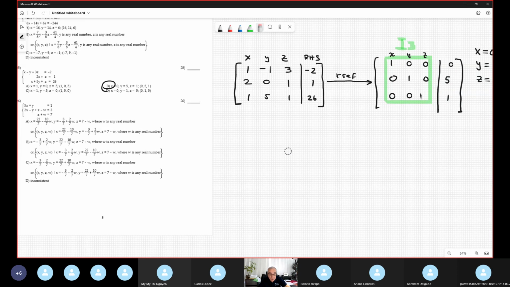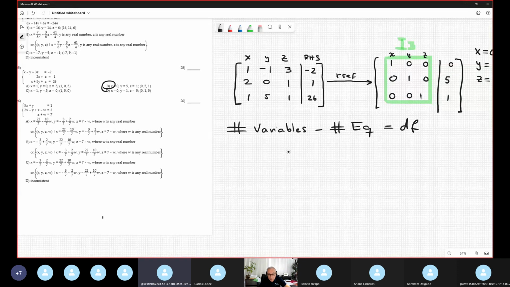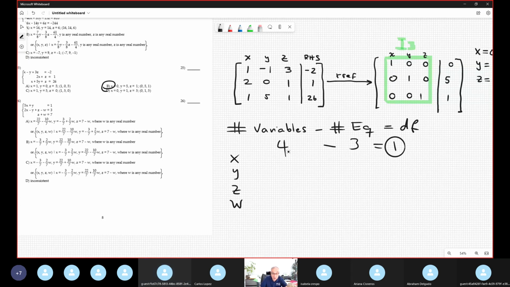The formula is the number of variables minus the number of equations is equal to the degree of freedom. Number of variables is 4 because we have X, Y, Z, and W, no? And number of equations is given 3, only 3. And 4 minus 3 is 1. Okay, this is at least. That is under the supposition that the equations are totally independent.